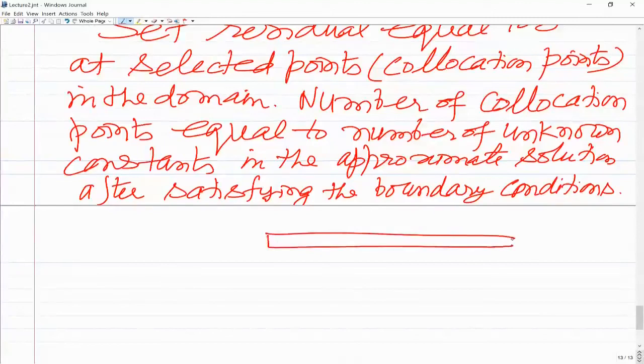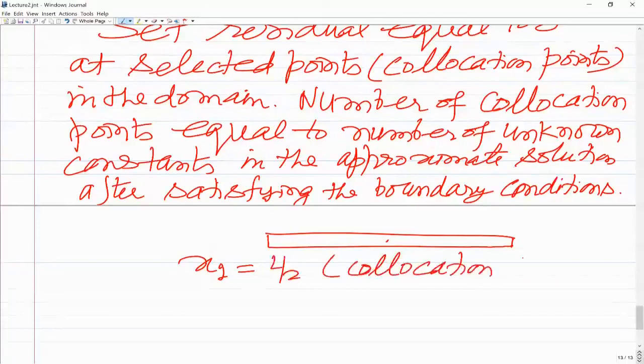This is the domain, and we can choose any point. Let's say the center, we want to make the residual equal to 0 at the center. That means we are giving more importance to the center point. At the center the residual would become 0, but at other locations, from 0 to L by 2 and from L by 2 to L, it may be more. So let me call this collocation point x1, so x1 is equal to L by 2. Because we need only one collocation point, we can choose anywhere.